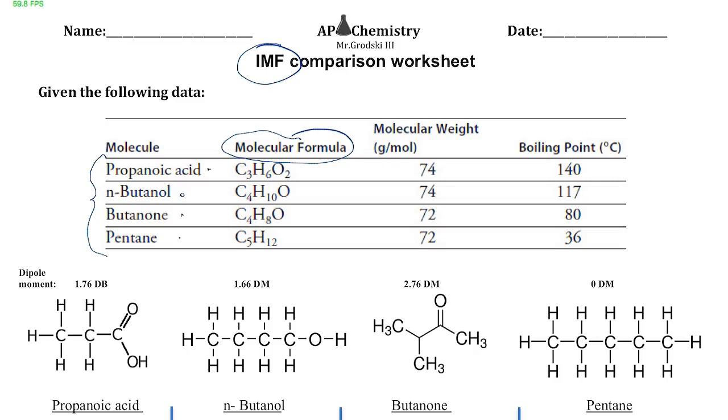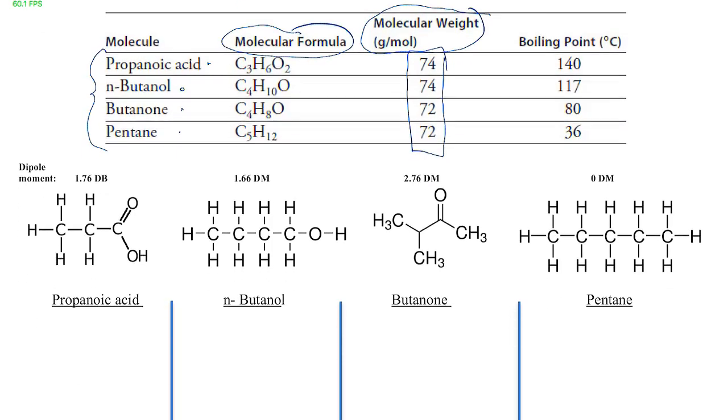We have these structures. Notice the molecular weight of them is about the same, and that's an indication that they have about the same number of electrons. That tells you they all have about the same polarization effect for LDFs in terms of electron numbers. So if there's a difference in LDFs, it's going to be due to shape, probably, or definitely.